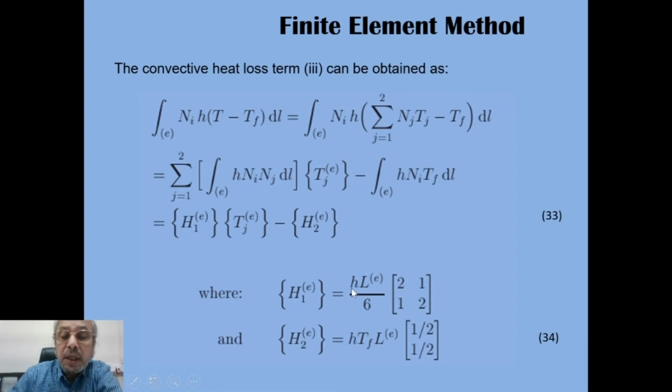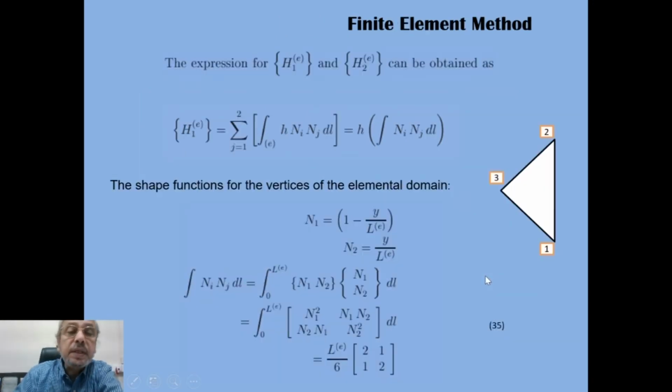H1 is hL by 6 multiplied by the matrix 2 1 1 2, and H2 is h Tf into the length of the line segment, half and half, again one array, basically a column matrix. So the evaluation of H1 and H2 we will discuss in the next slide.